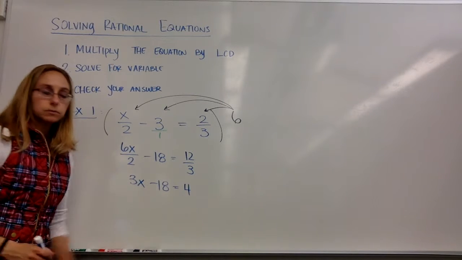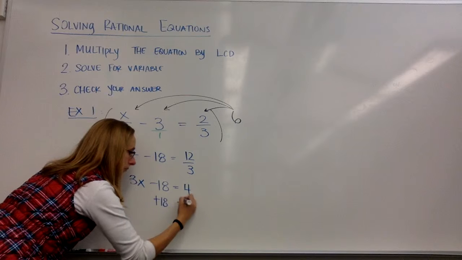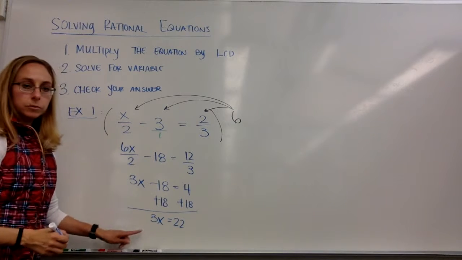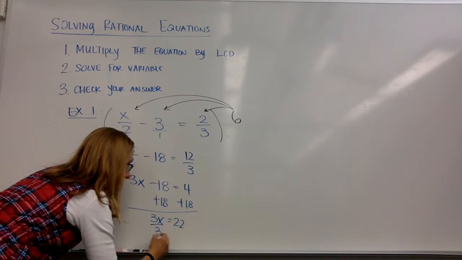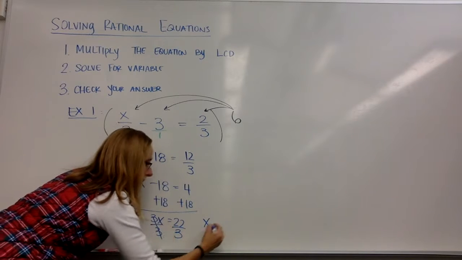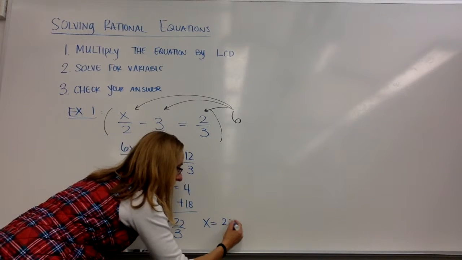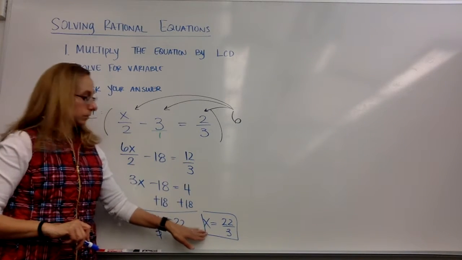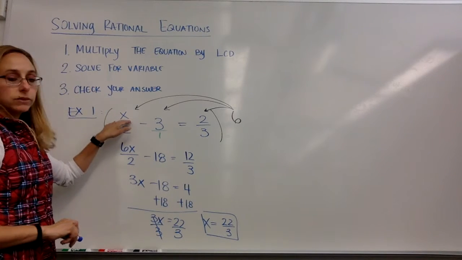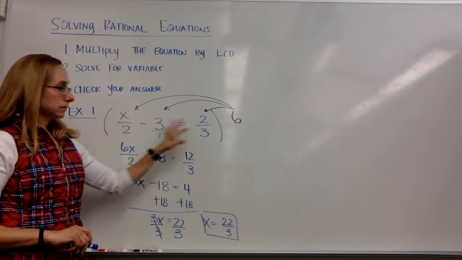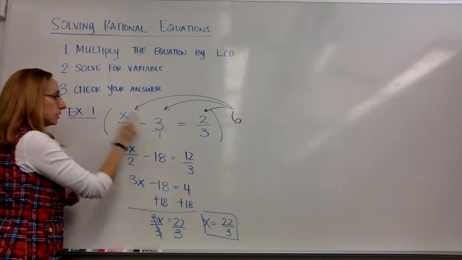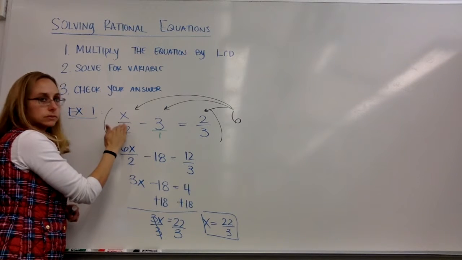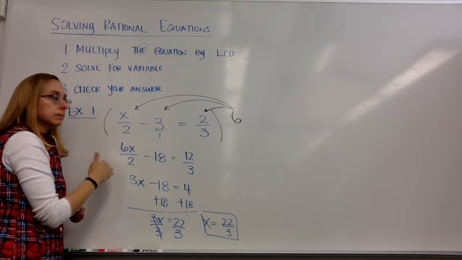At this point, we'll move over the 18. From here, divide both sides by 3. So x equals 22/3. We're going to check our answer by verifying that the equation does not become undefined. Put 22/3 in for x, and you get 22/3 divided by 2. Your denominator does not become 0, so therefore it's a valid solution.